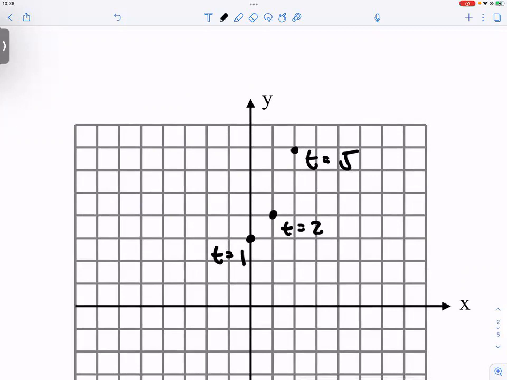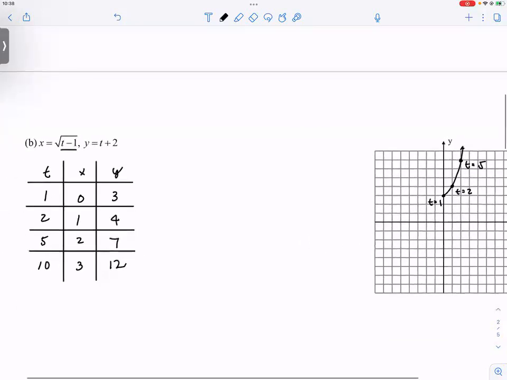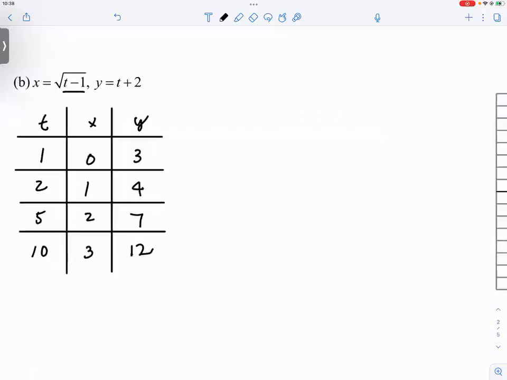So if you look at these 3 dots, then we say, does it look like something? Not exponential, but more like a, right 1, up 1, right 1, up 3, parabola, quadratic. Okay, it looks like one, but is it one? Well, we'll see when we do the elimination of the parameter.